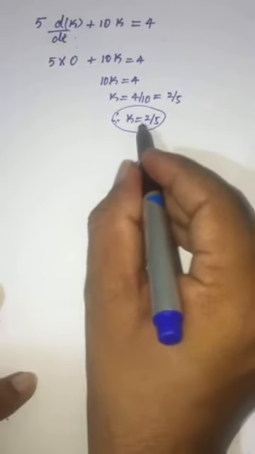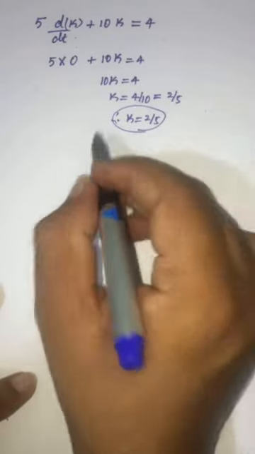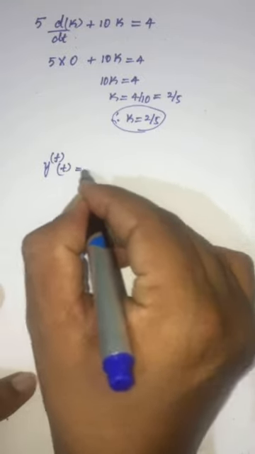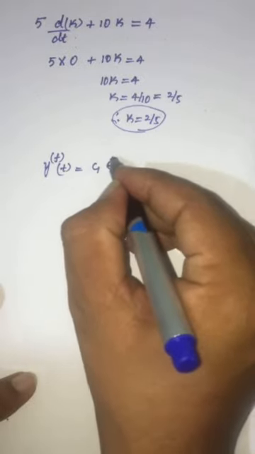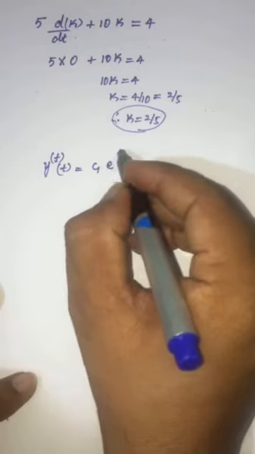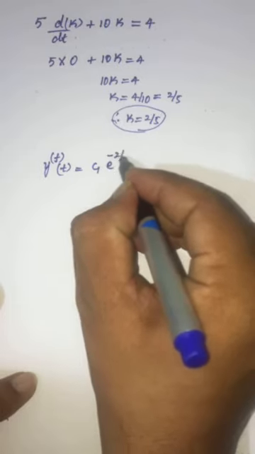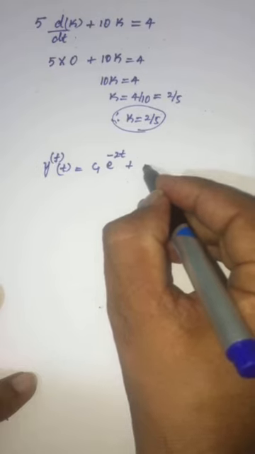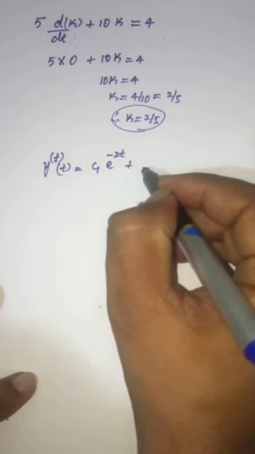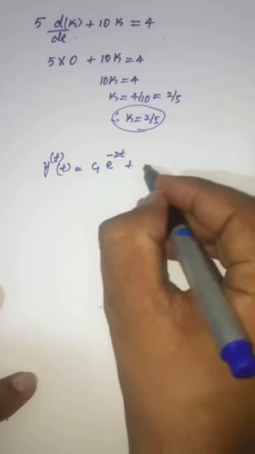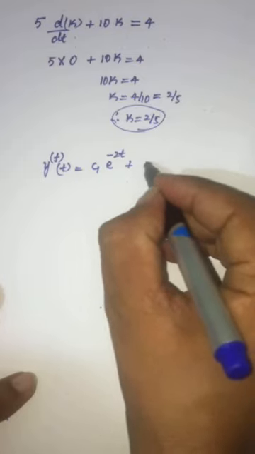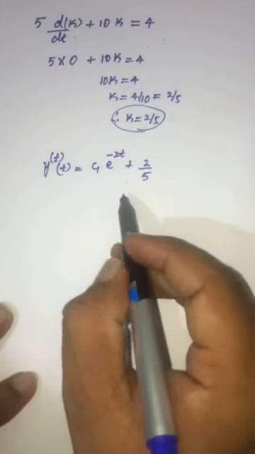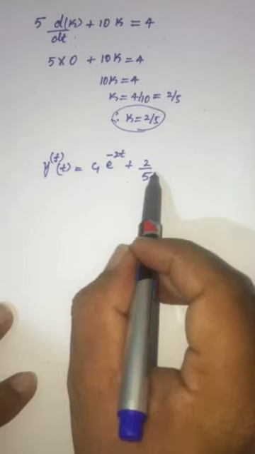Right, now this k needs to be substituted in the forced response equation. yf of t is equal to c1 e to the power of minus 2t plus particular solution. Particular solution is a simple constant. yp of t is a simple constant, therefore the k value is 2 divided by 5. Right, now this is the forced response general equation.